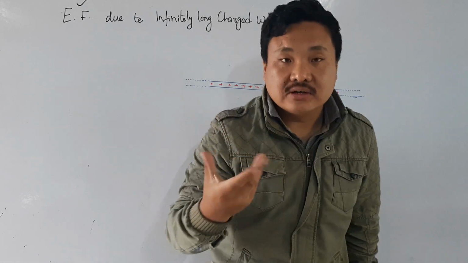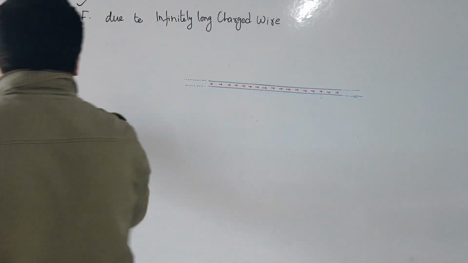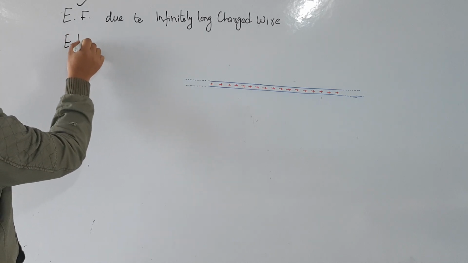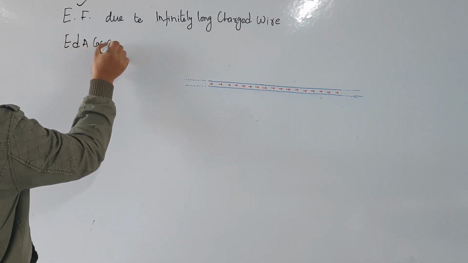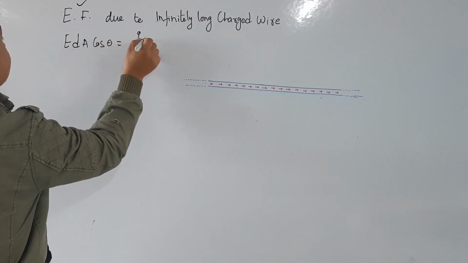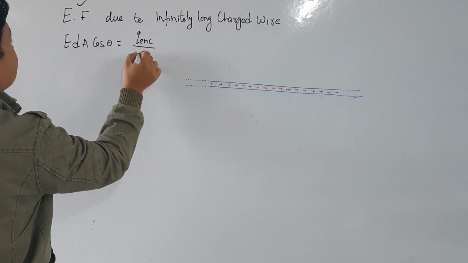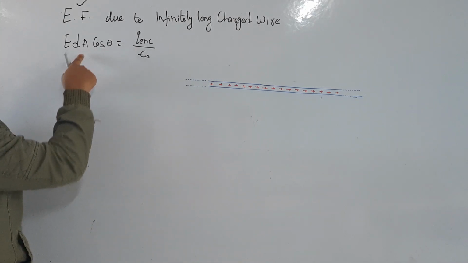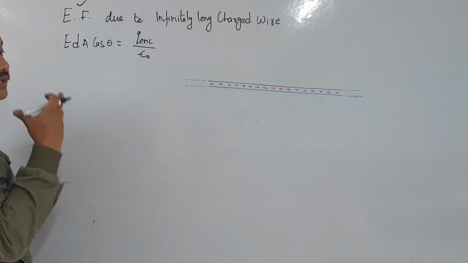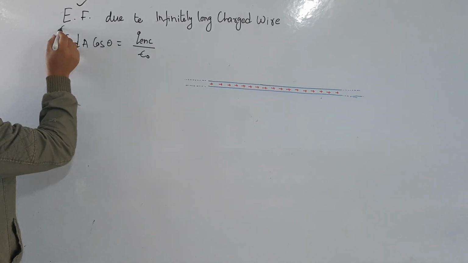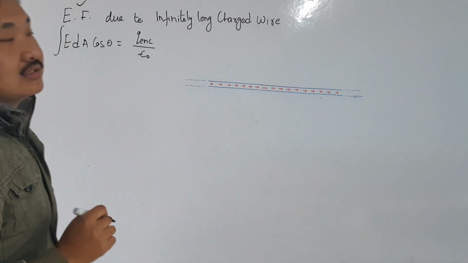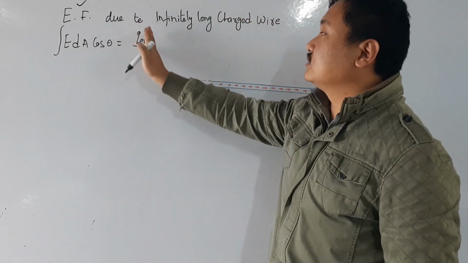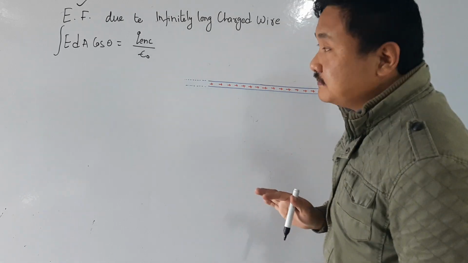Using the Gauss theorem. So Gauss theorem says that the integral of E dA cos theta is equal to Q enclosed by epsilon naught. If I want to calculate dA, dA is a small area. If I want to calculate the whole area, then what do I need? I have to integrate this. So integration E dA cos theta is equal to charge enclosed by epsilon naught, right?